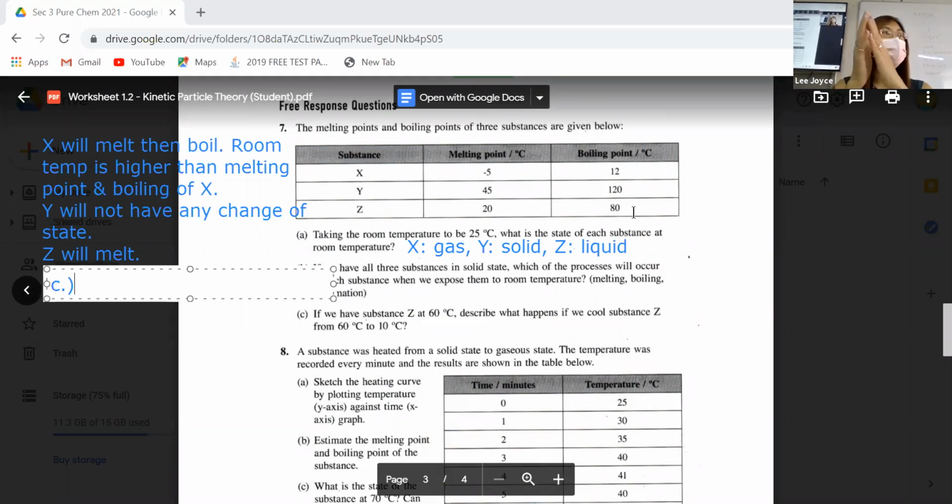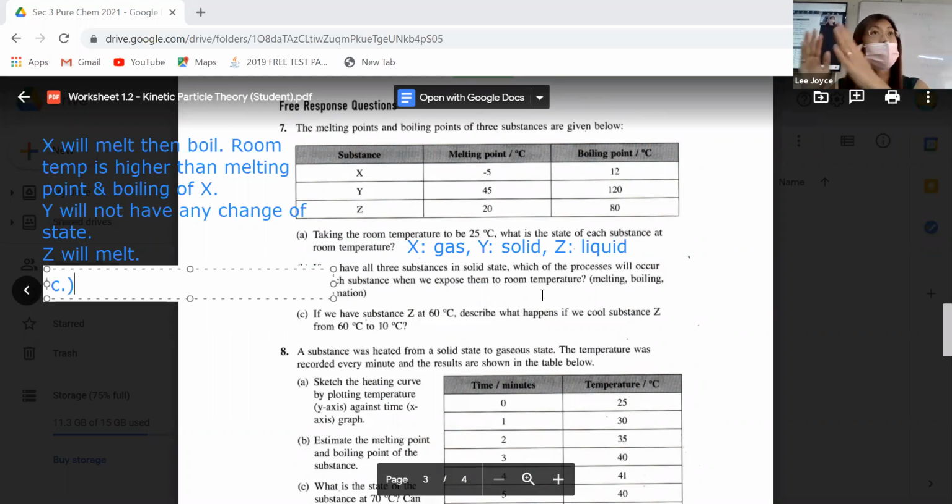So when we decrease the temperature from 60 to 10 degrees Celsius, that means we are changing it from a liquid state and probably to the solid state. Because if you look at the melting point of Z, which is also the solidification temperature of Z, it is 20 degrees Celsius. But we're going to bring the temperature all the way down to 10 degrees Celsius, which is below 20 degrees Celsius. So you should expect solidification to take place. Make sense or not? Okay.